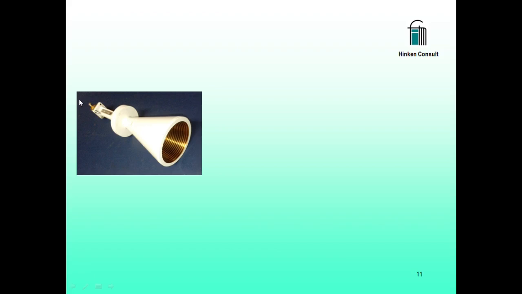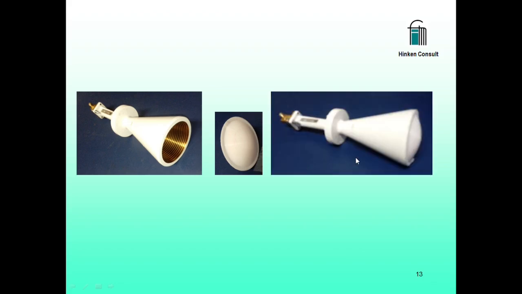Here on the left side we see the coaxial port for the connection to the transmit receiver. On the aperture, on the right side, the lens is added. Then we have the combination here.